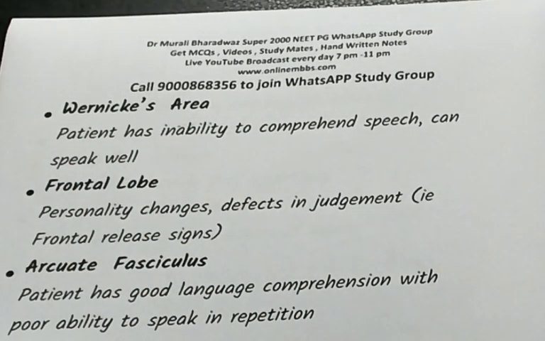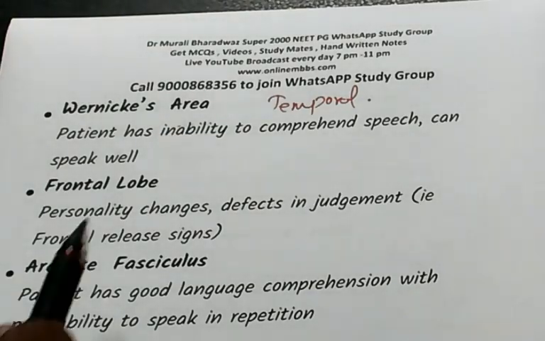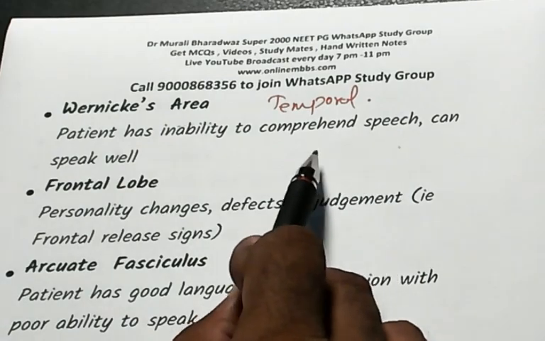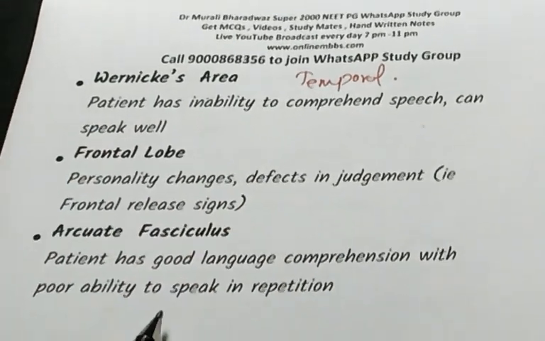Wernicke's area, it is there in the temporal lobe, right? So you should remember the patient has inability to comprehend the speech, has difficulty understanding but can talk, so that is Wernicke's area.